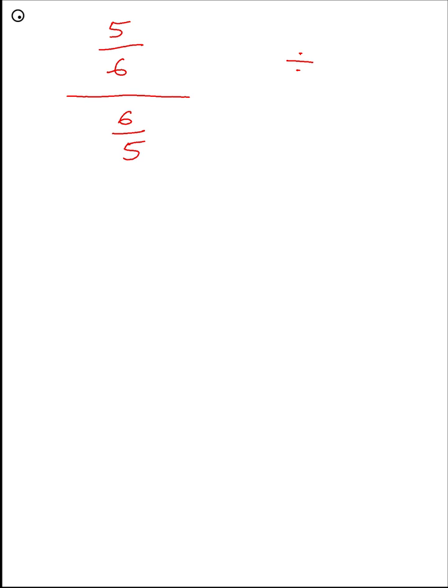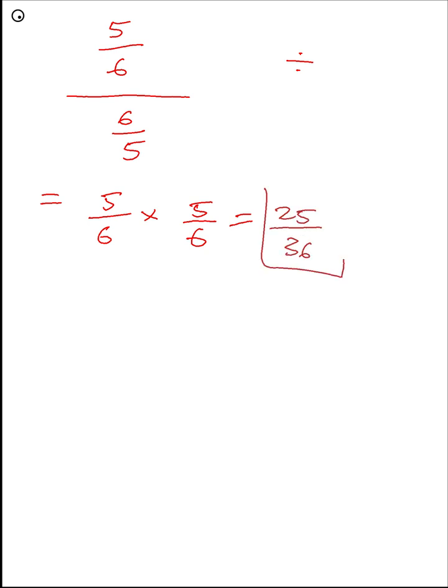Okay, so now the way you solve this is you can once again flip the reciprocal. So this one will become 5/6 times 5/6, and then you can notice how the top multiplies to 25 and the bottom multiplies to 36, which is our answer.